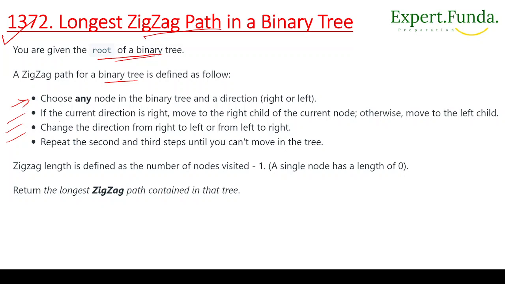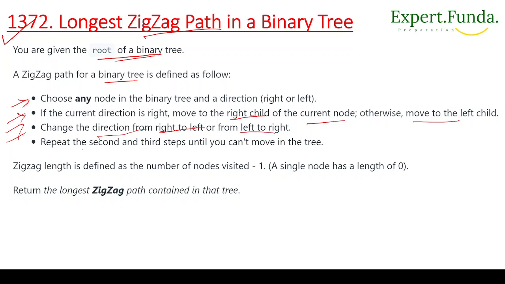If the current direction is right, move to the right child of the current node, otherwise move to the left child. Next, we change the direction, from left to right or from right to left. Either this or this.